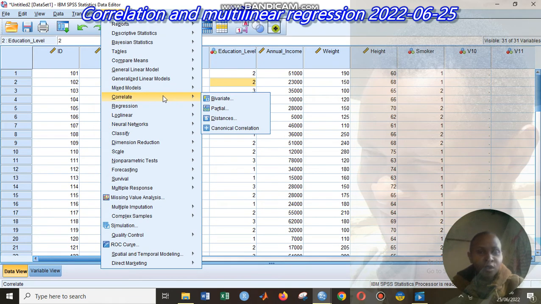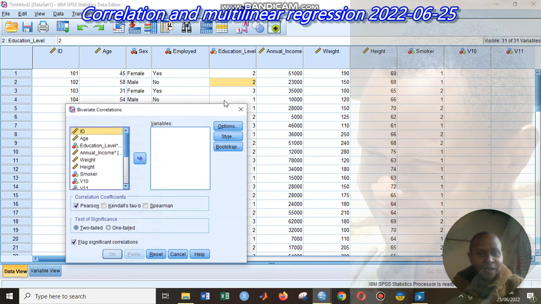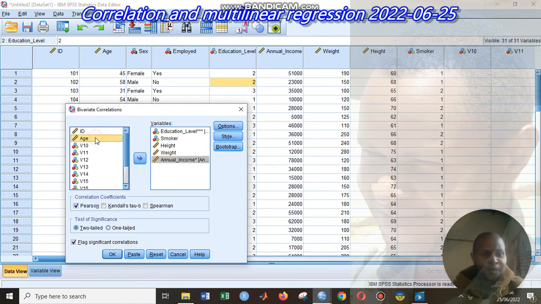So we go to analyze, then correlate, then we go to bivariate. We are going to select the variables that we want to find the relationship for and send them to the variable tab. So height, smoker, weight, annual income, age. We are going to send them all there.